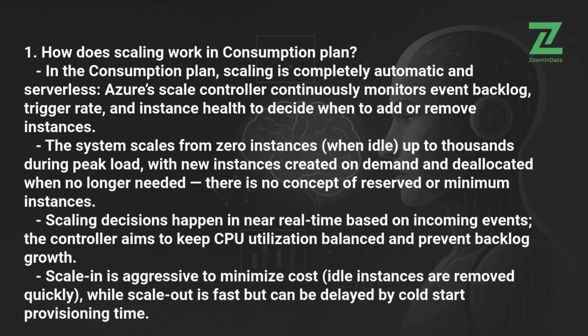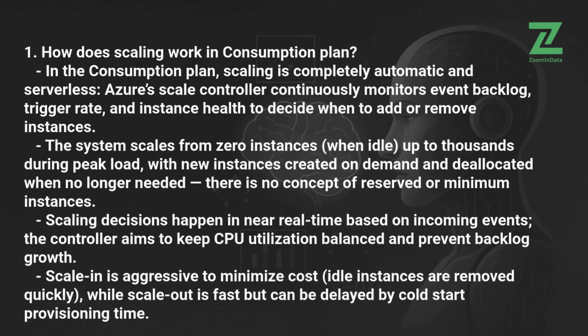1. How does scaling work in consumption plan? In the consumption plan, scaling is completely automatic and serverless. Azure's Scale Controller continuously monitors event backlog, trigger rate, and instance health to decide when to add or remove instances. The system scales from 0 instances when idle, up to thousands during peak load, with new instances created on demand and deallocated when no longer needed.